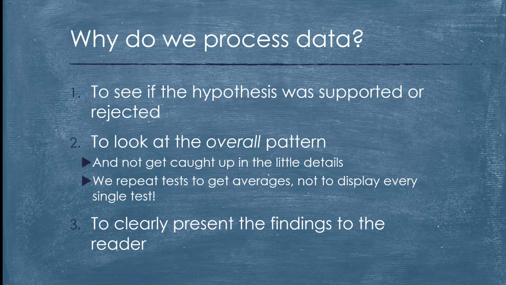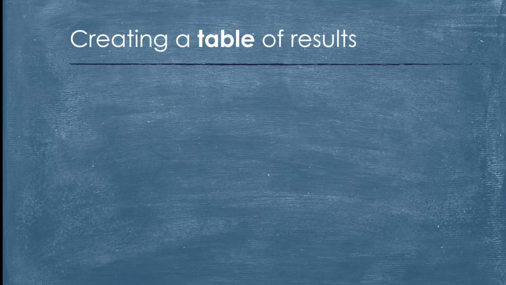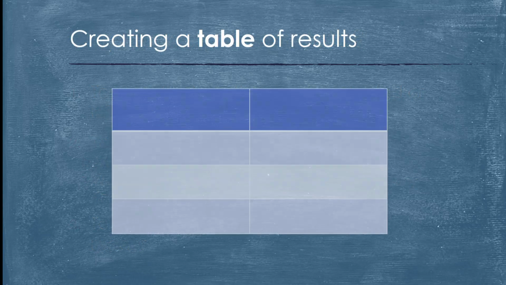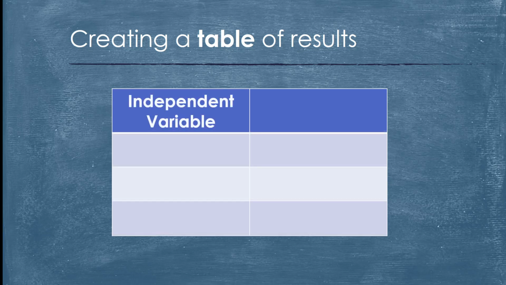So how can we present the data? Well, one really good way of doing it is as a table, of course. So you set your table out like this. Well, what goes where? There's a very simple rule of thumb, and it's this. The independent variable always goes on the left, and the dependent variable always goes on the right. Easy peasy.